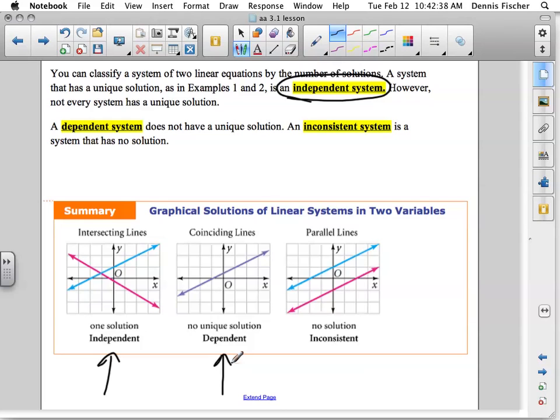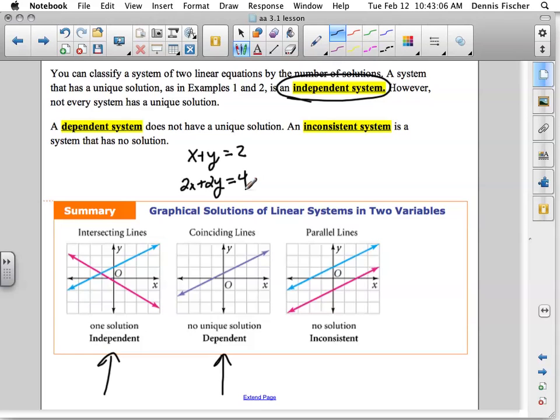For example, two equations would look like this. If I had x plus y is equal to 2, and 2x plus 2y equals 4. If those were my two equations, what can you tell me about those two equations? They're the same, just a multiple of 2, right? They're the same equation. If I graph them, they're the same line. How many solutions do I have? I have many solutions. Any point that works in that equation is an answer.